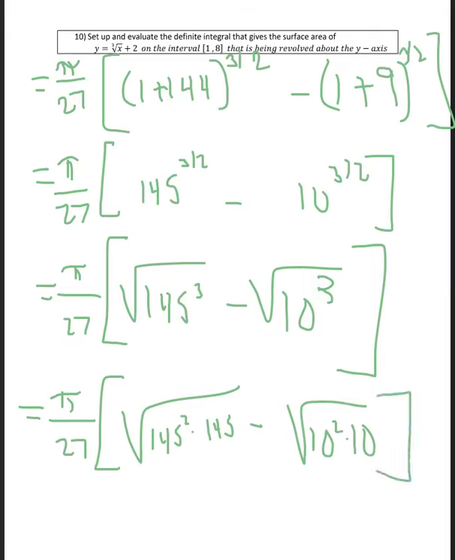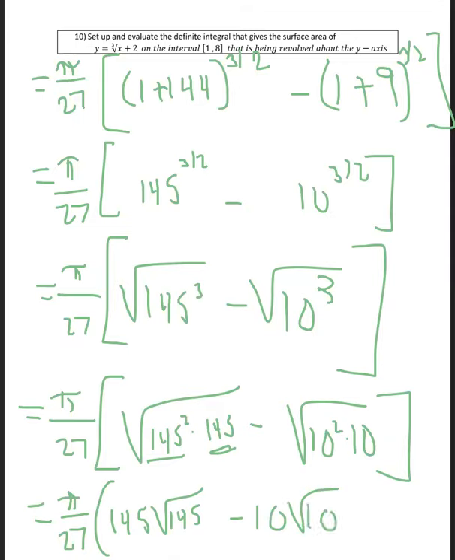And since you have something with a square inside, the square and the square root will cancel. So you can write this, and this is how she wrote her answer. You can write it as pi over 27. This will cancel out. Remember, there's still going to be a radical for that term. So it's going to be 145 radical 145 minus 10 radical 10. And that's the answer. Did that all make sense?